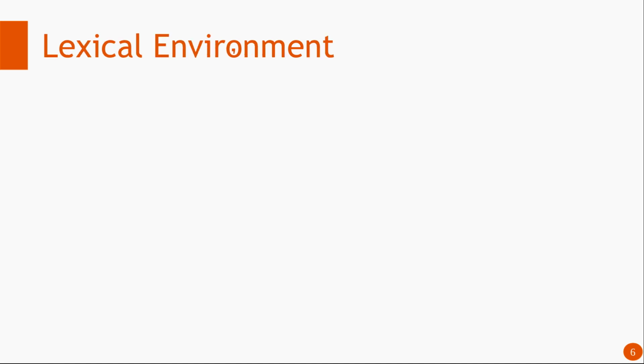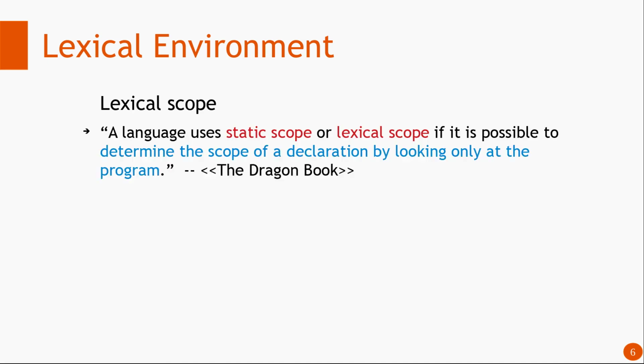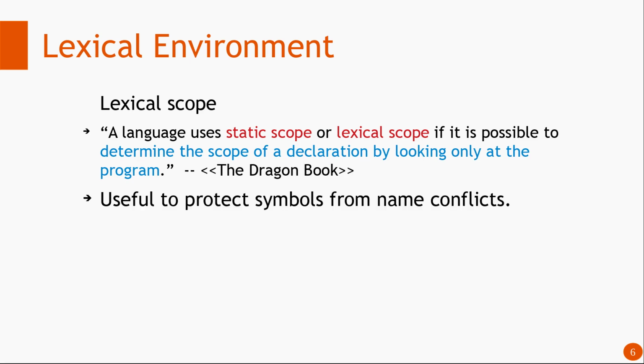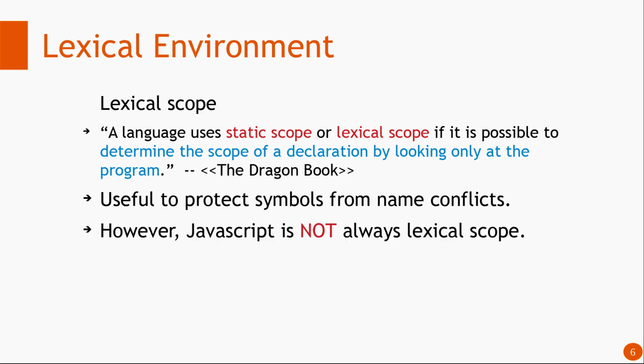So, what is a lexical environment? First, let me introduce lexical scope. It is described in the Dragon Book that a language uses static scope or lexical scope if it is possible to determine the scope of a declaration by looking only at the program. It is useful to protect symbols from name conflicts. However, JavaScript is not always lexical scope. The scope of JavaScript is a little complex. We are going to discuss it later.